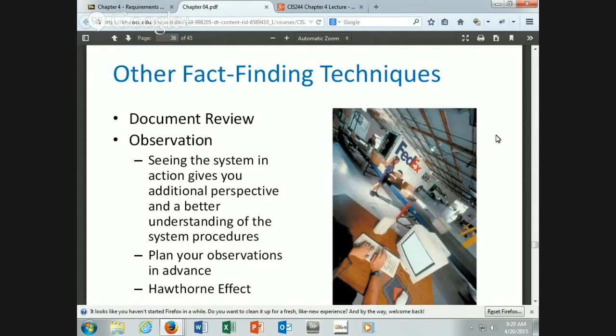What's the Hawthorne effect? Anybody know what the Hawthorne effect was? Not the lights on or off. They started working better just because they were part of the study.